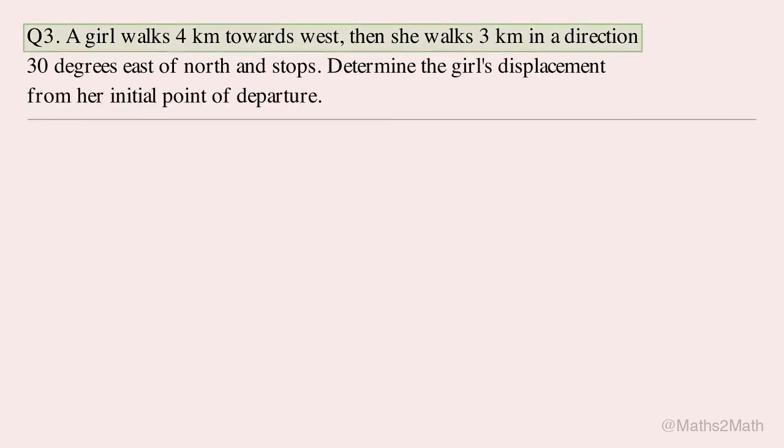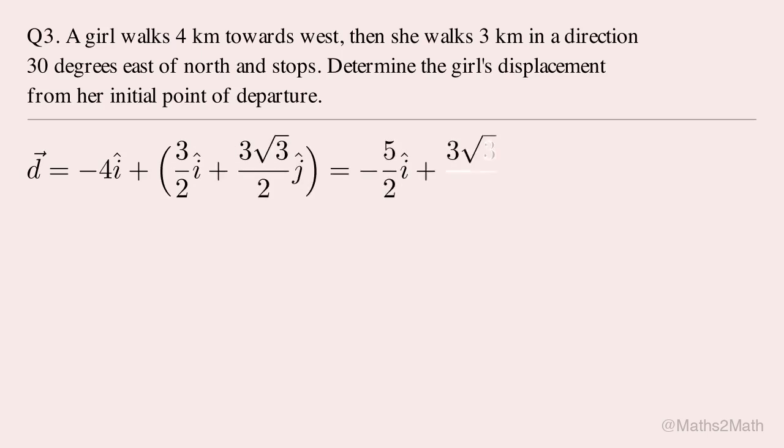Question 3. Two legs of a walk added as vectors. Resolve the slanted leg into east and north parts. West is -4 i hat. The second leg is 3 sine 30 east plus 3 cosine 30 north. 3/2 and 3 root 3 over 2.